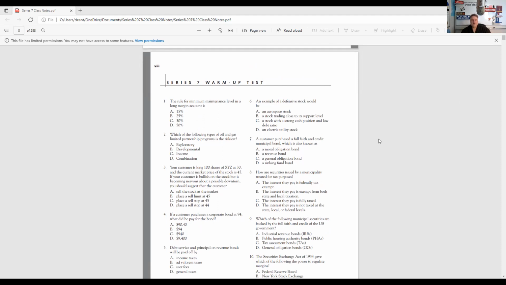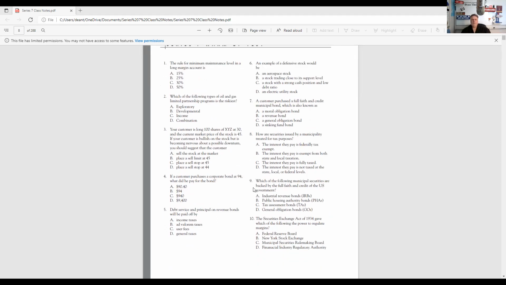So the rule for minimum maintenance level in a long margin account, you should definitely know that's 25% long. So the answer is B as in boy. You should definitely know for short, it would have been C as in Charlie. And if it said initial, that would have been 50%. So the answer to number one is B as in boy.